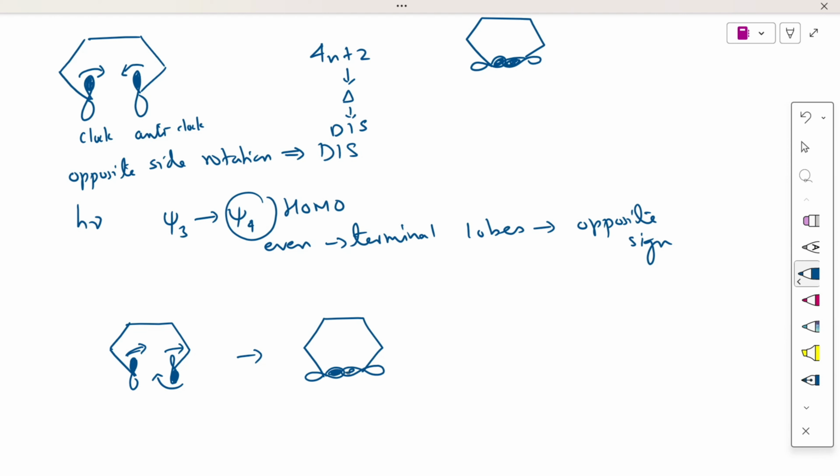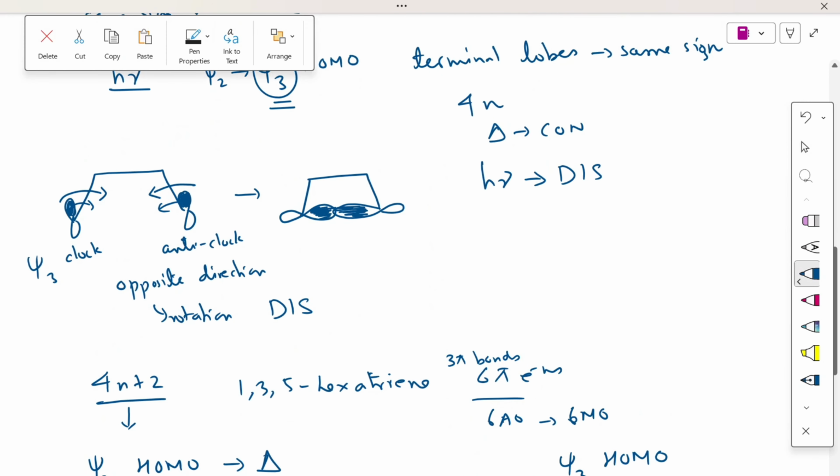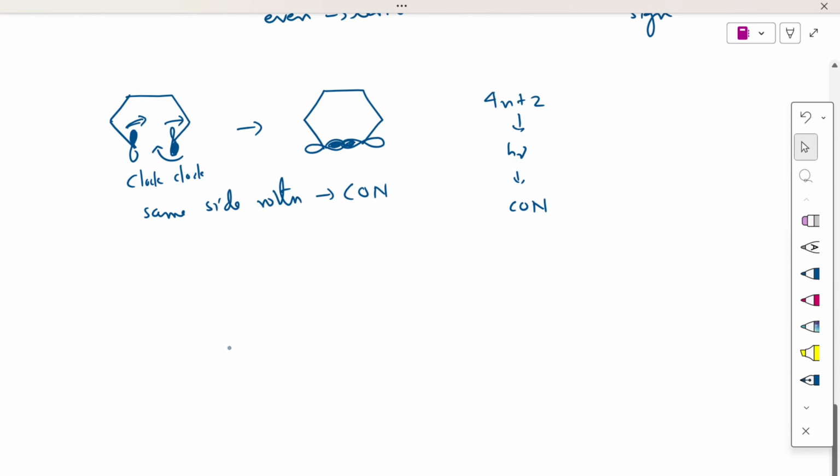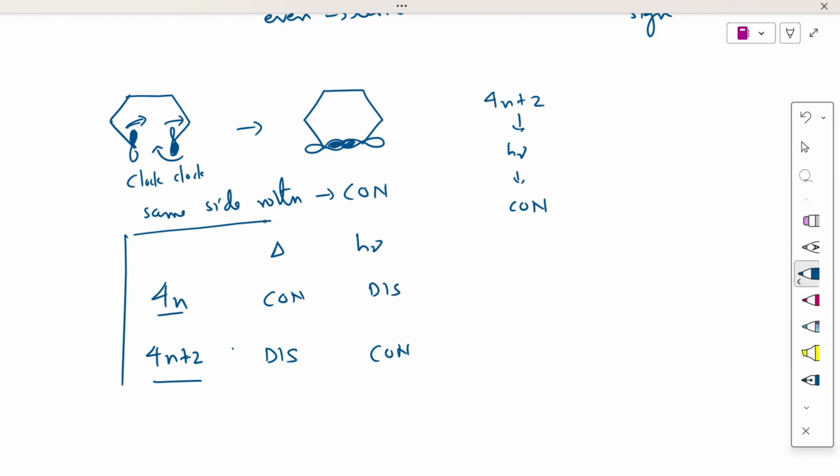So இங்கே என்ன ஆகுது? Clockwise rotation, இதுவும் clockwise rotation. So same side rotation. அப்படின்னா என்ன அர்த்தம்? Con rotation. So 4n+2 systemக்கு photochemical conditionல என்ன நடக்குது? Con rotation நடக்குது. So we've easily arrived. So 4n systemக்கு thermalல con, photochemicalல dis, 4n+2க்கு thermal. So 4n system, 4n+2 system. So number of pi electrons பாருங்க, pi electrons 4nல fall ஆகுதா, 4n+2ல fall ஆகுதான்னு பாருங்க. So thermal photochemical, இது con இங்க dis, ஆனா 4n+2 என்ன ஆச்சு? Photochemical con, thermal dis. So we have arrived at the Woodward Hoffmann rule.